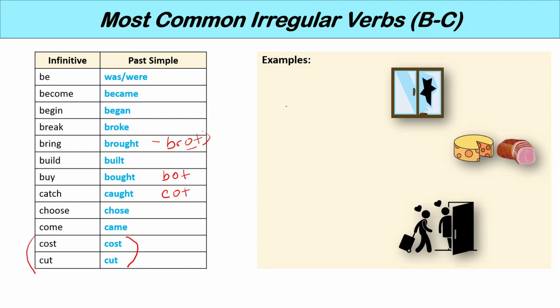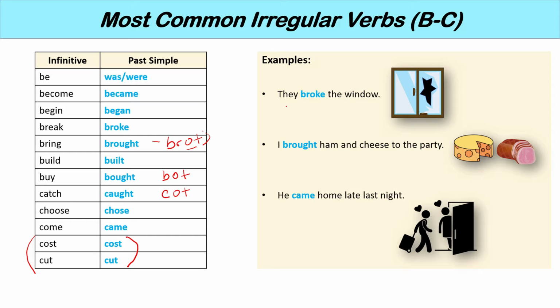Now let's look at a few of these words in example sentences. They broke the window. I brought ham and cheese to the party. He came home last night. I want you to write 2 sentences choosing any of these verbs in the past simple.